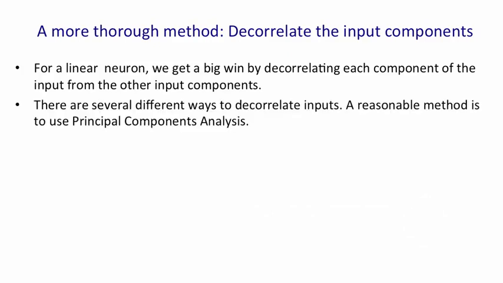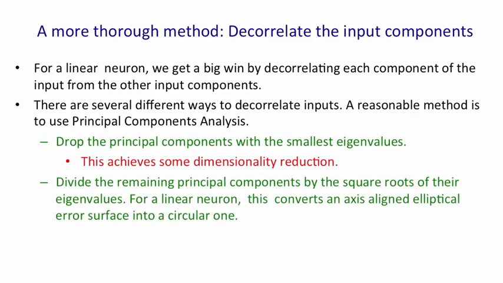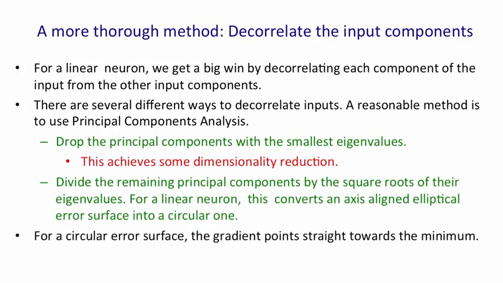There's actually many ways to decorrelate things. For those of you who know about principal components analysis, a very sensible thing to do is apply principal components analysis, remove the components that have the smallest eigenvalues, which already achieves some dimensionality reduction, and then scale the remaining components by dividing them by the square roots of their eigenvalues. For a linear system, that will give you a circular error surface. If you don't know about principal components, we'll cover it later in the course. Once you've got a circular error surface, the gradient points straight towards the minimum, so learning is really easy.